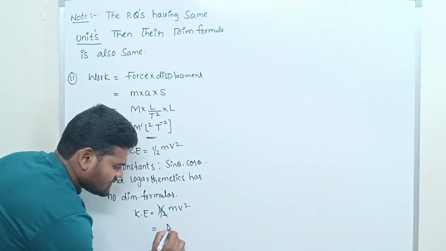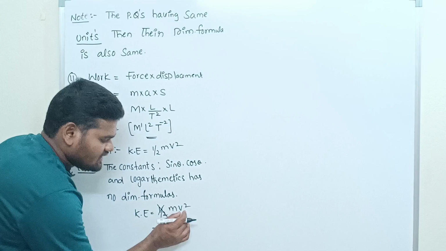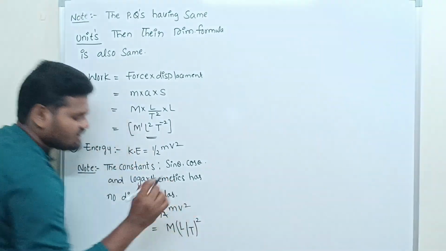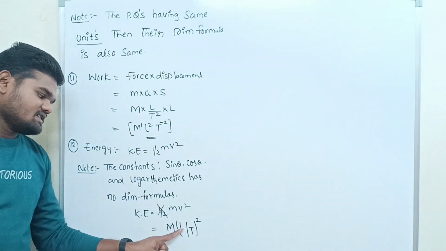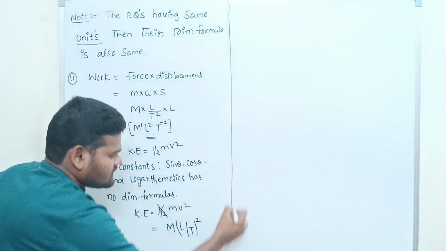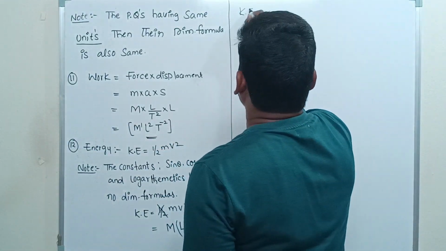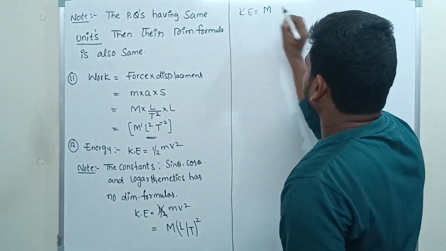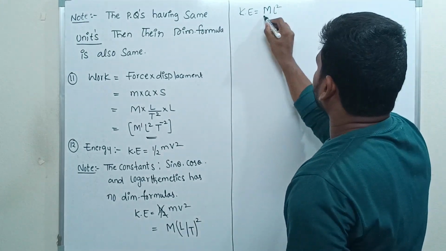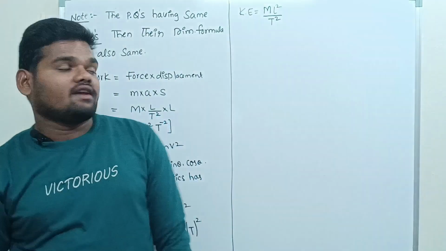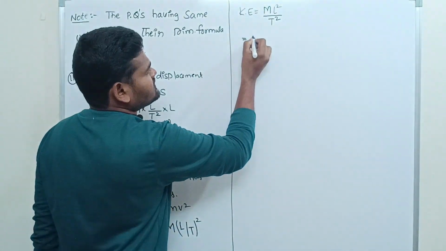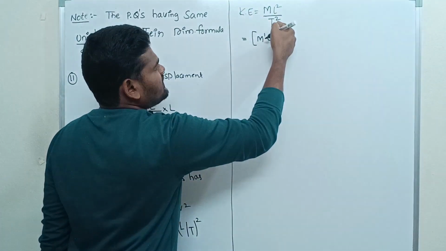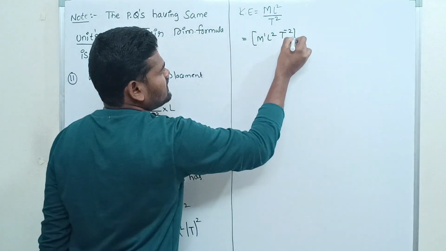Mass. What is the dimensional formula for mass? Capital M. V means velocity. Distance by time. And velocity has a square term. Mass, capital M. Velocity, distance by time square. Right. So then kinetic energy is equal to, are you able to see the board? Okay. Kinetic energy is equal to what? M L square divided by T square. That is equal to, so see, M power 1, L square. If T power 2 comes to numerator, it becomes T power minus 2.